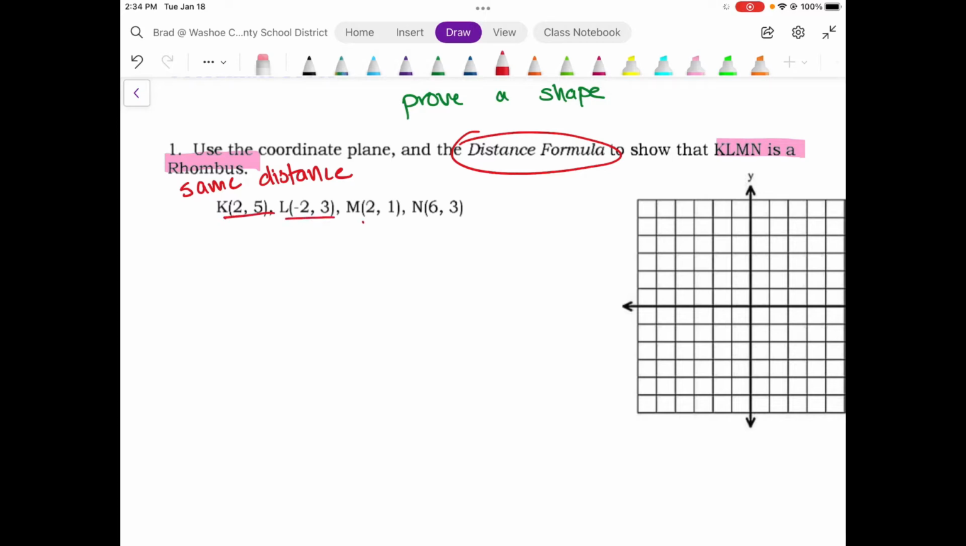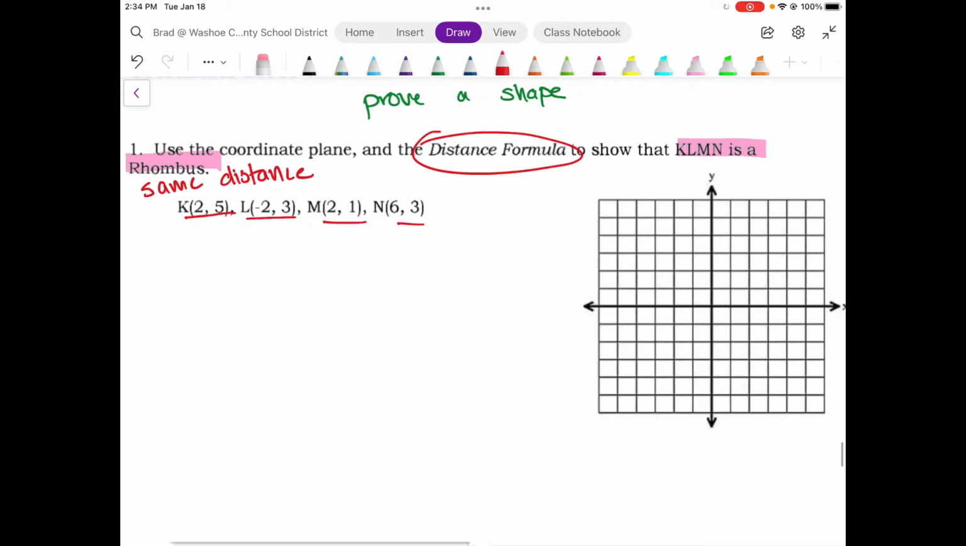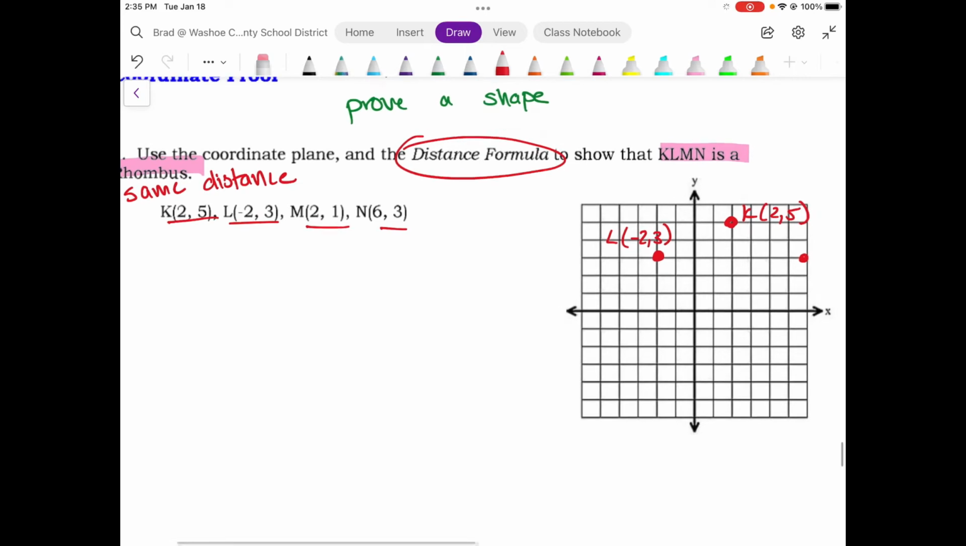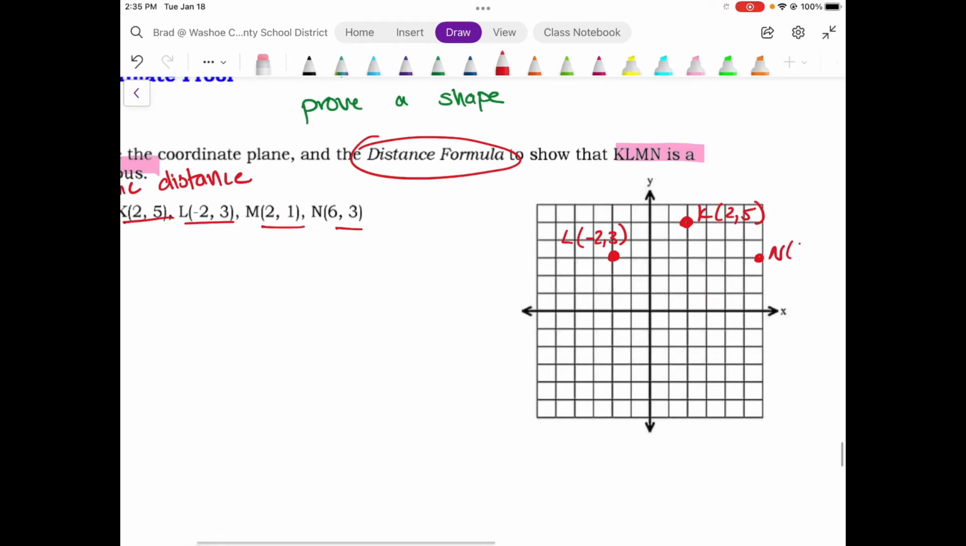So I'm going to plot all these 4 points right here. So I'm going to go 2, 5. So 1, 2, 3, 4, 5. That's K. And that's going to be 2, 5. And then L is -2, 3. So this is L at -2, 3. And then 6, 3, 1, 2, 3, 4, 5, 6. That's N. And then M is 2, 1.